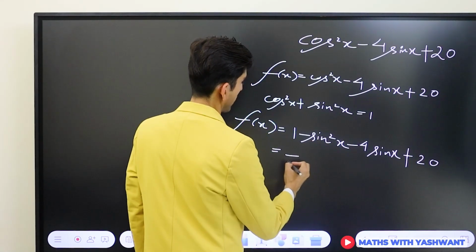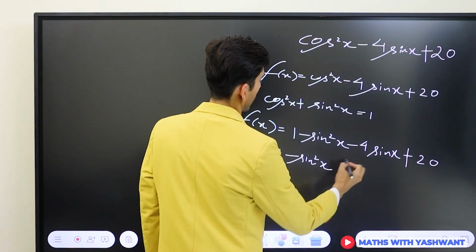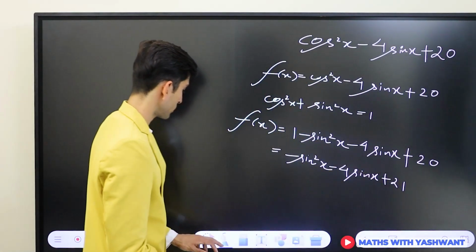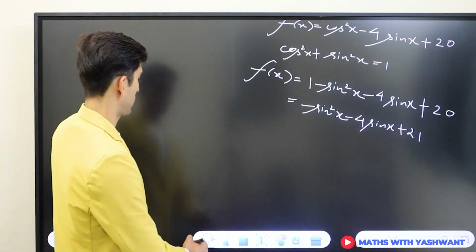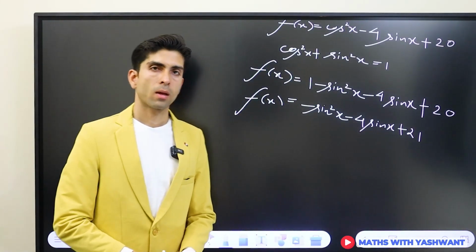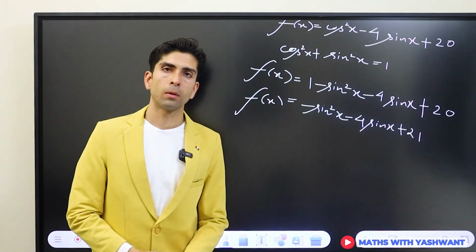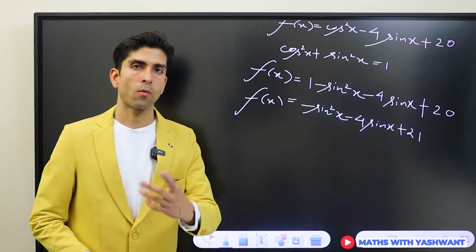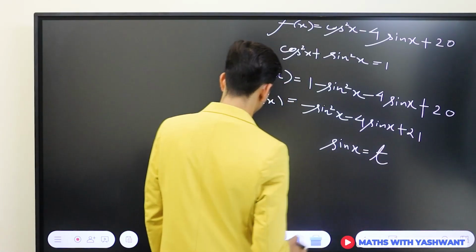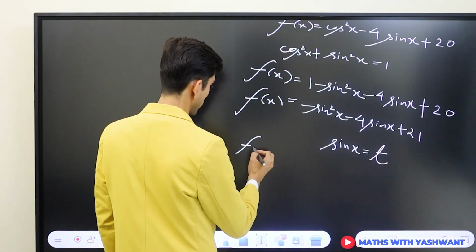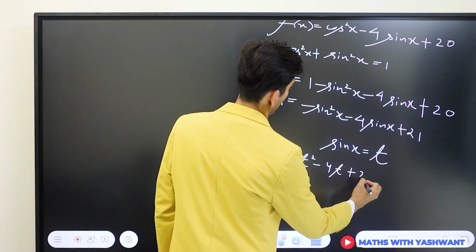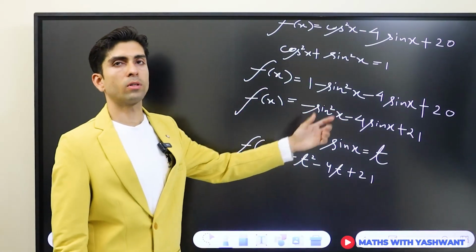Okay, so we have a negative sin square x, and then we have a negative 4 sin x, and we have a 21. Now this expression is very similar to a quadratic expression. Many of you might not be able to see it as a quadratic expression. Well, don't worry. Just substitute sin x is equal to t, and you'll see here that we have negative t square minus 4t plus 21, because for sin x, we can put t.